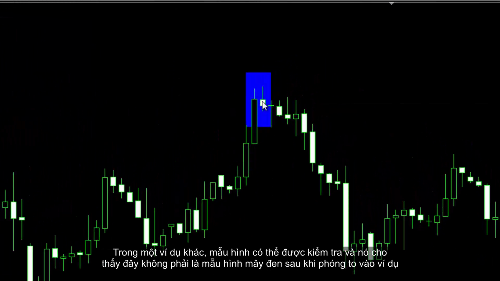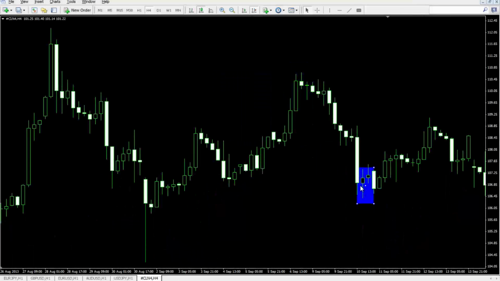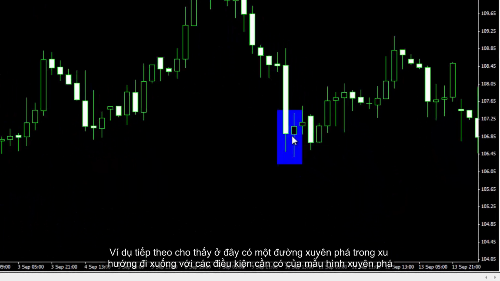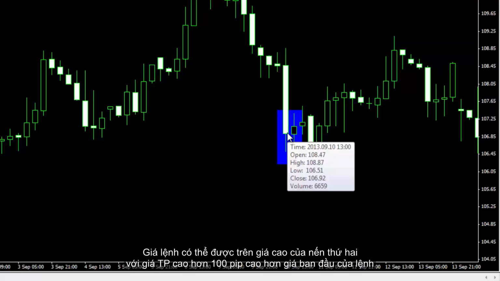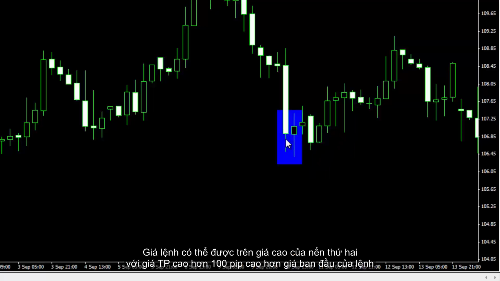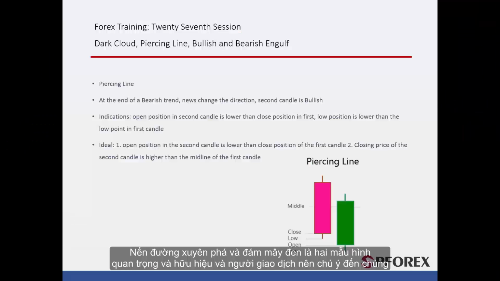In another example, a pattern can be checked, which indicates that it is not a dark cloud pattern, after zooming in on the given example. The next example indicates that there was a piercing line in a downtrend with the requisites of a piercing line pattern. The order price could be placed at the high price of the second candle, with a TP of 100 pips higher than the entry price of the order. Piercing line and dark cloud candles are important and effective patterns that must be considered by traders.